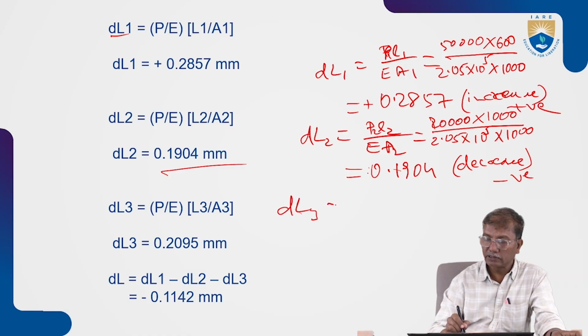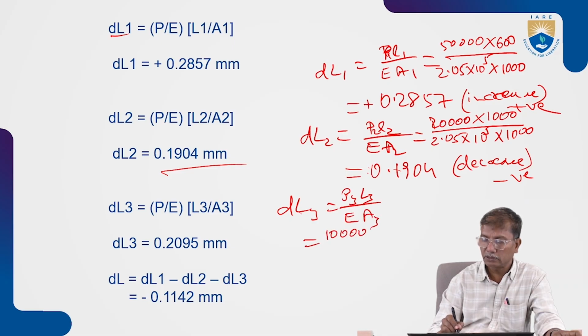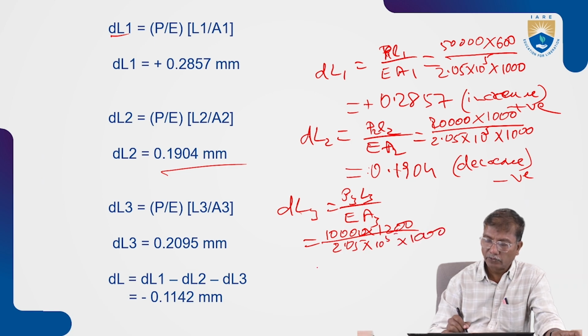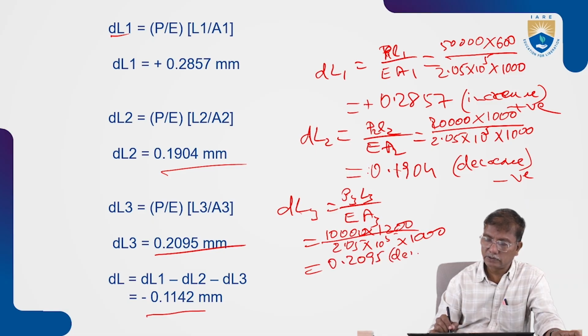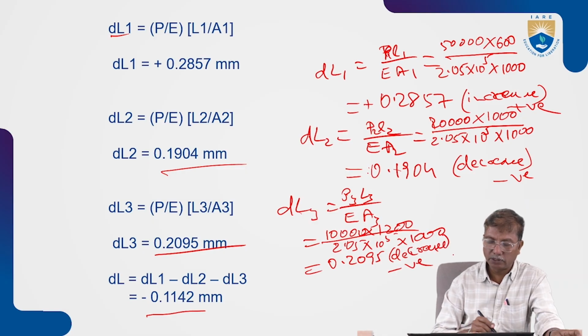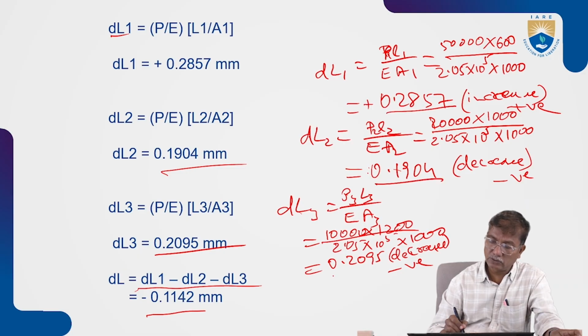And DL3 is P3L3 by EA3. So P3 is 10 kilonewtons, L3 is 1200 divided by E into A. So this comes out to be 0.2095. This is also decrease because compressive. So it is also with a negative sign. So while adding, we have to take this positive and these two negative.